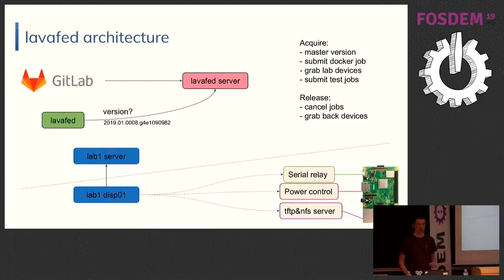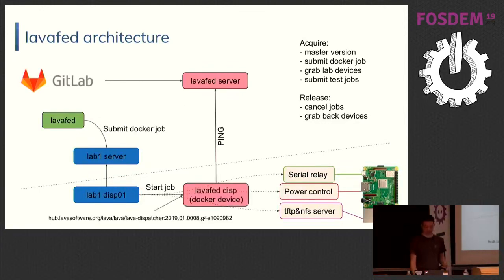So the first thing LavaFed is doing is asking for the version of the LavaFed server. So we are testing the same containers, same versions. And it will submit a Lava job. As I said, we can submit to a specific device type, which is a Docker container. So we are submitting to a lab server a Docker job, which is in fact a Lava dispatcher. So in their dispatcher, they will run my own dispatcher in a Docker container.